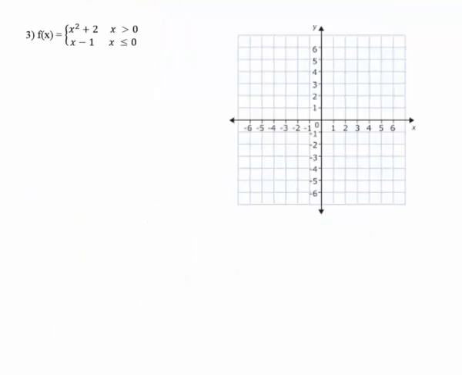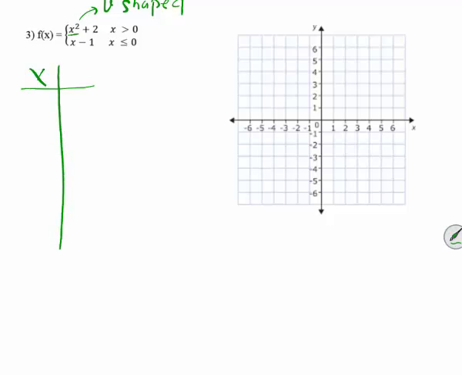All right, one more. As soon as I see this, I know it's going to be U-shaped. Okay, I know that. So I'm going to start with my two tables, x, y. I have to be greater than 0, so I'm going to do 0, 1, 2, 3, 4. This is going to be open.